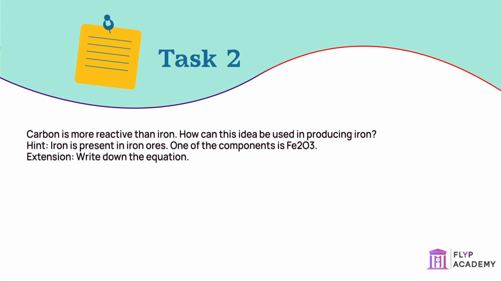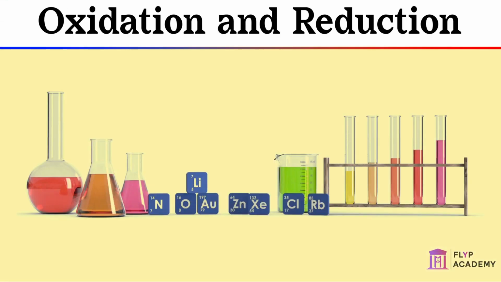Now let's discuss these. Iron can be displaced from iron oxide via displacement reaction. The carbon is oxidized to carbon monoxide, and the iron ion is reduced to elemental iron, as follows.